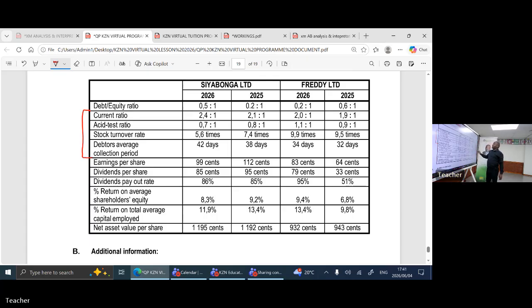Freddy Limited. The ratio of Freddy was 1.25, and then in 2026 increased to 2,0 is to 1, which is good.